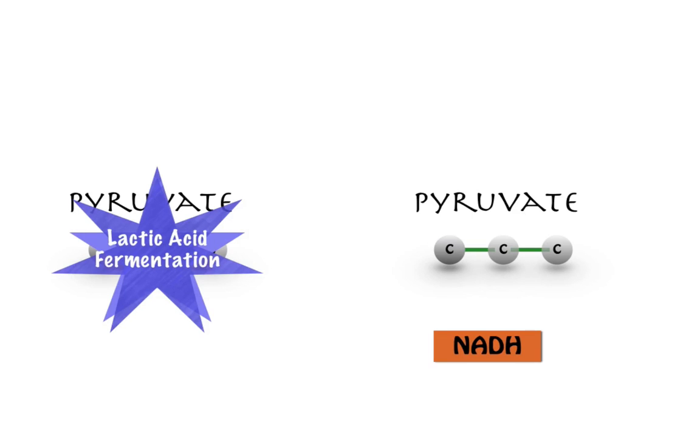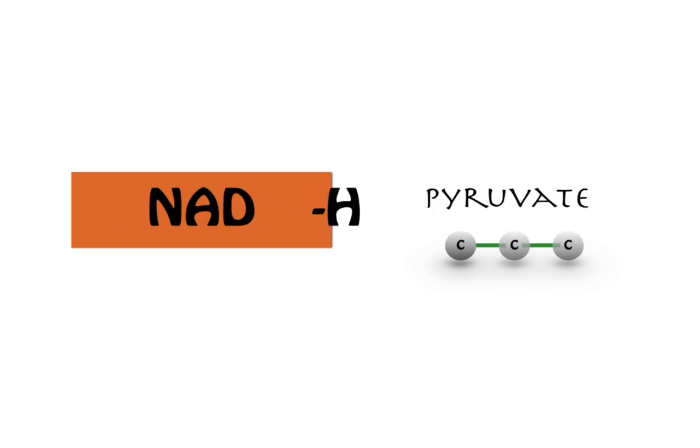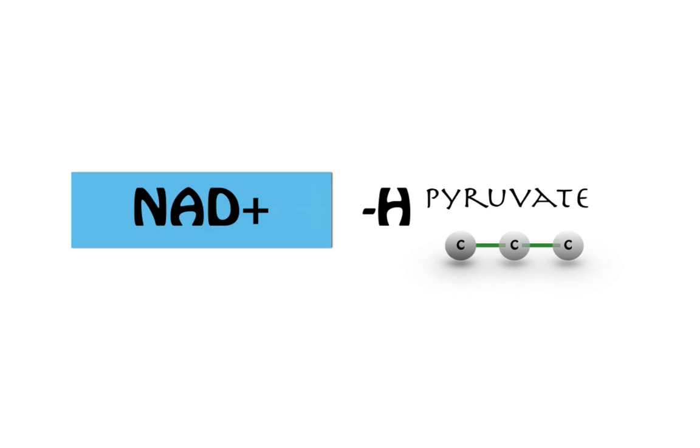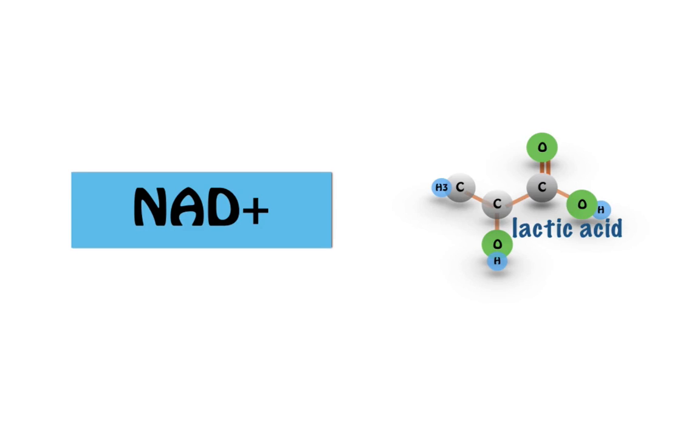So pyruvate, our alternate pathway to producing energy, will take that hydrogen ion from NADH, causing NAD to change its charge, because if I'm taking an electron, which is negative charge, now NAD will become a positive charge. So I have NAD plus. And in that process, pyruvate will accept that electron and it will create lactic acid. This lactic acid is a toxin. You actually don't want to make this.